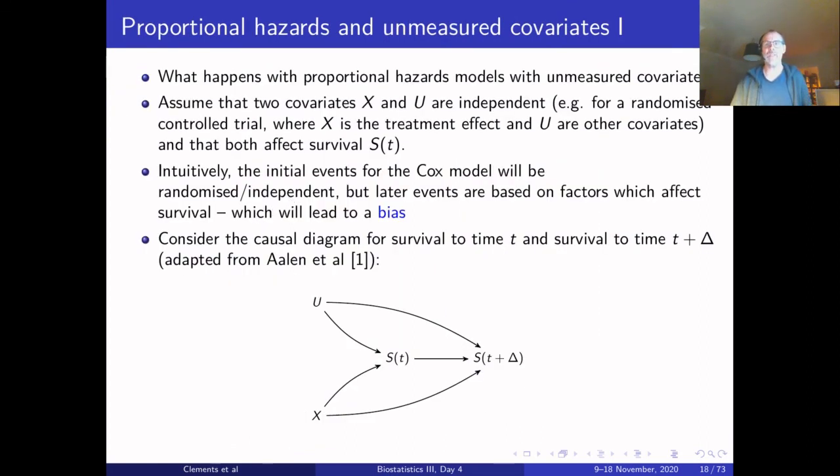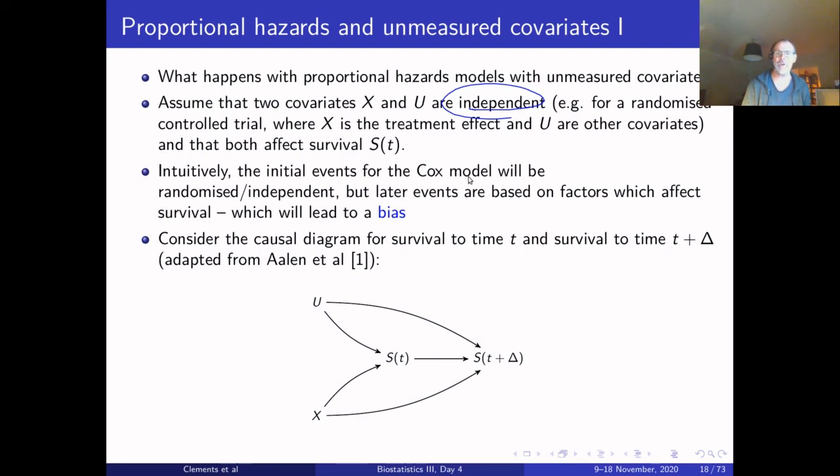Okay, let's take a bit of a step back and think about what happens with proportional hazards models with unmeasured covariates. We're going to assume that you've got two covariates, X and U, and that they're independent, such as from a randomized controlled trial, where say X could be a treatment effect and U could be other covariates. It also means that U is not a potential confounder for X. So U could be just a bunch of other things which are associated with the outcome, but they're assumed to not confound.